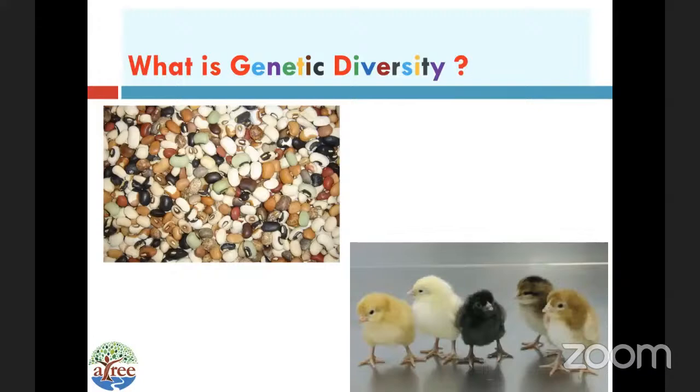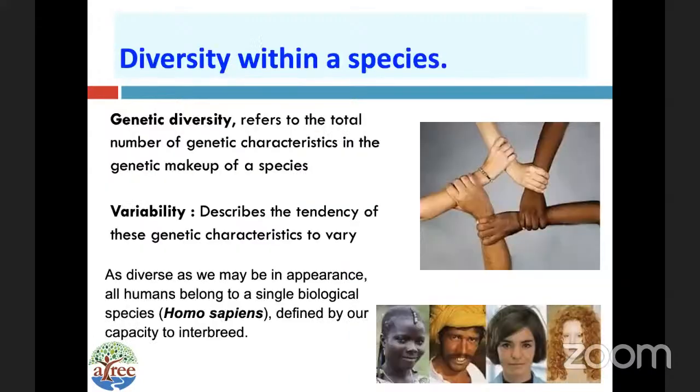Just to give a brief for those of you who are new to this area, when I talk about genetic diversity, I talk about the total number of genetic characteristics that make up a species, the genetic makeup of a species. And genetic variability describes the tendency of these genetic characteristics to vary.